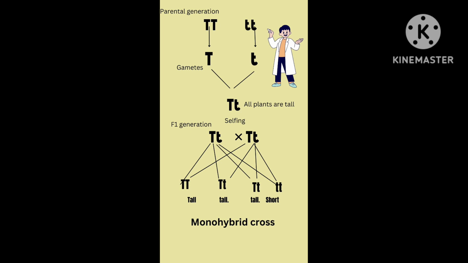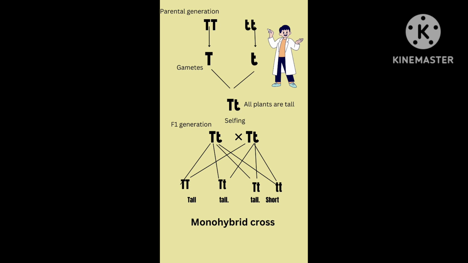For example, if we take a tall plant, we will denote it by capital T, and if we are taking a dwarf plant, then we will denote it by small t. If we made a cross of a tall and dwarf plant, what will we have? Selfing is done in the filial one generation, where we will get two tall plants, that is capital T, small t. If we again self them, cross them, then what will we get? We will get four types: three tall plants and one dwarf plant. This is a monohybrid cross.